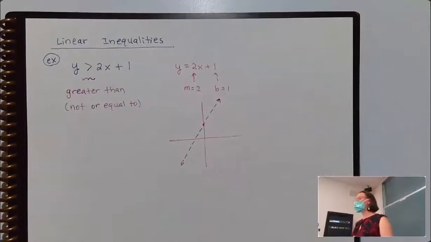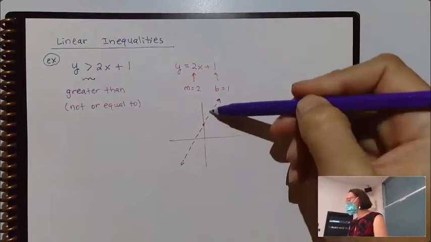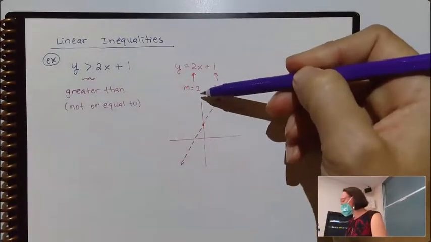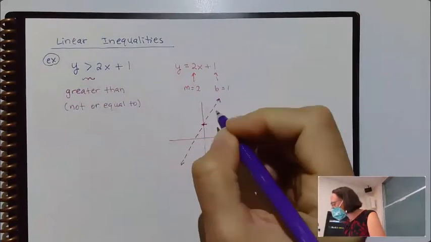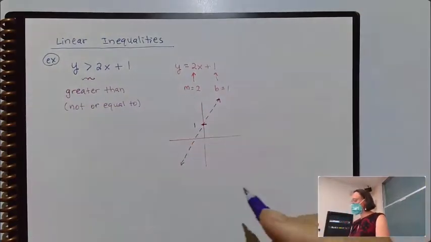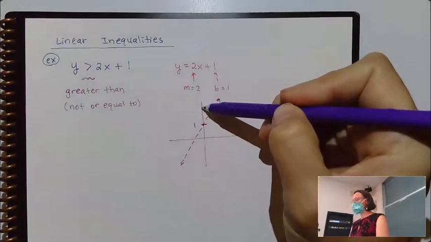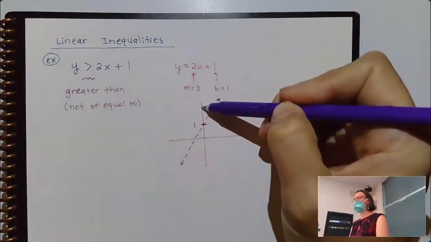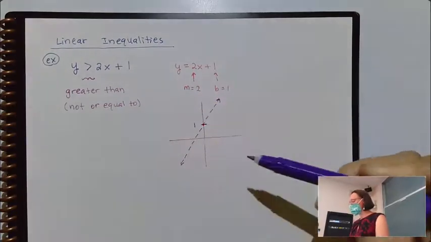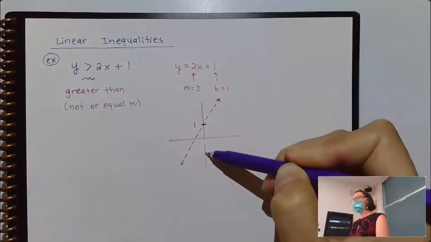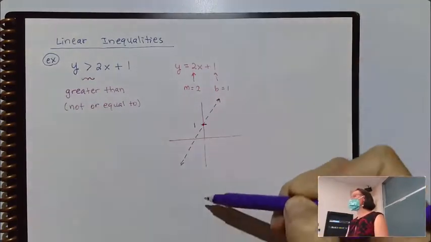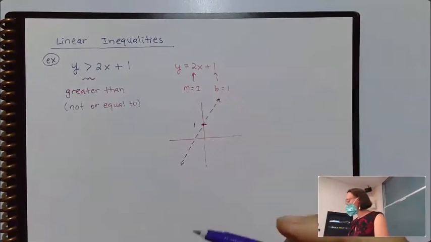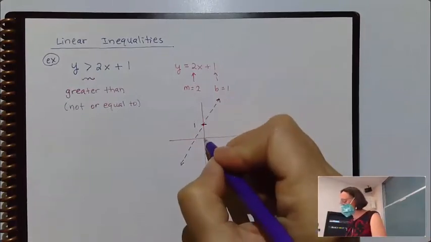Another easy test point to pick would be anything on the y-axis, because I know that this y-intercept is 1. If I pick the point 0, 2, I know it's up here. If I pick the point 0, -1, I know it's down here. So I would say anything on the y-axis is a good choice. I'm going to choose a test point of 0, 0.